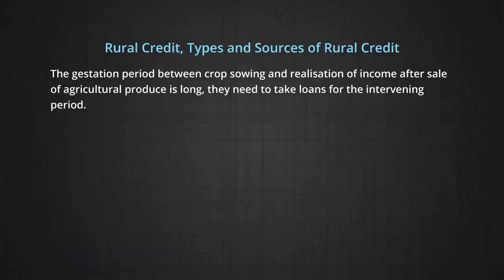Now come to the point, rural credit, the various types and its sources. As we have seen, the farmers require credit for various purposes, that is to buy additional land, implements and tools, fertilizers and seeds. They also need to pay off old debt, and meet personal expenses like marriage, death, religious ceremonies, etc. Besides these, as the gestation period between crop sowing and realization of income after sale of agricultural produce is long, they need to take loans for the intervening period.